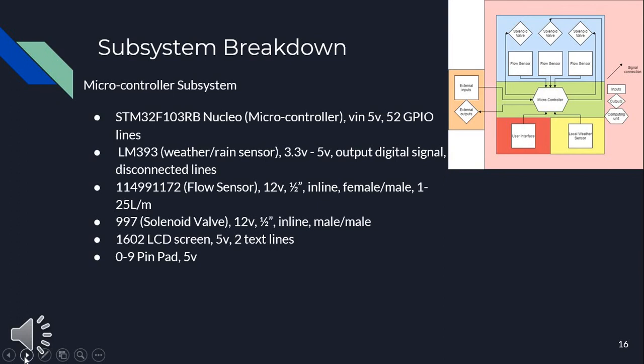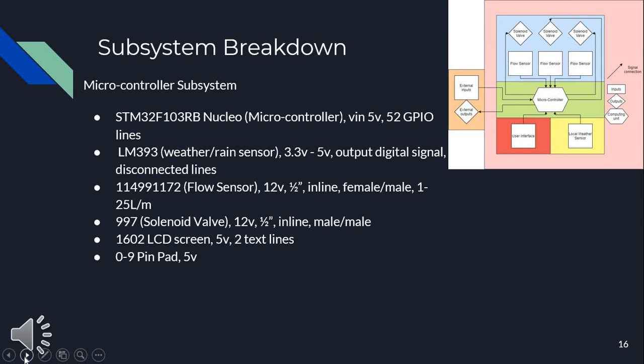For our flow sensor, we have the 114991172 flow sensor. It requires 12 volts, and it's a half-inch inline, female to male, and it returns a value in 1 to 25 liters per minute, which will be measured using the analog to digital converter. Then the solenoid valve is 12 volt input again, which will be easy. It's a half-inch line. It's inline, male to male, so I'll have to get an adapter for that, but that won't be very expensive or hard to get.